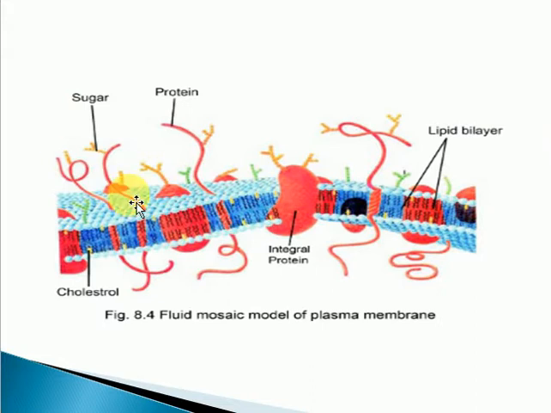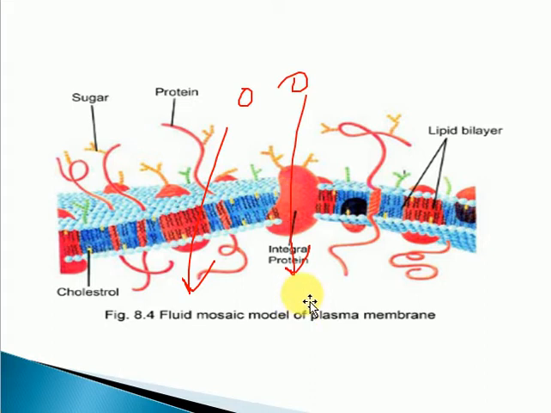This is the diagram of the plasma membrane. It is made up of a lipid bilayer, and proteins are also present in the plasma membrane. So the movement of particles, the movement of substances, takes place either across the proteins or through the lipid bilayer.